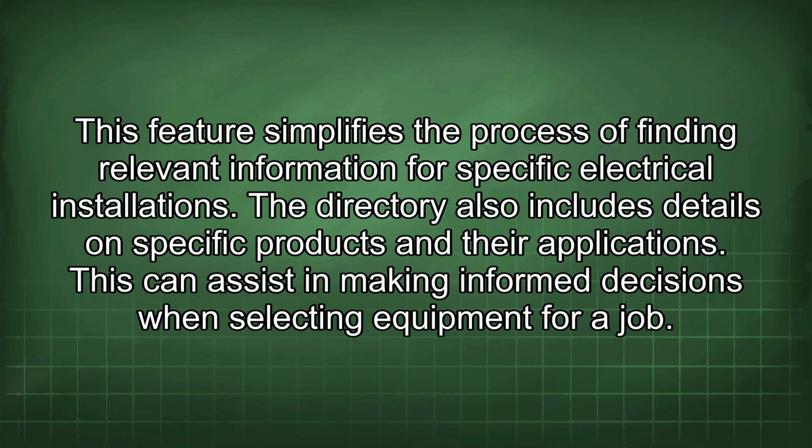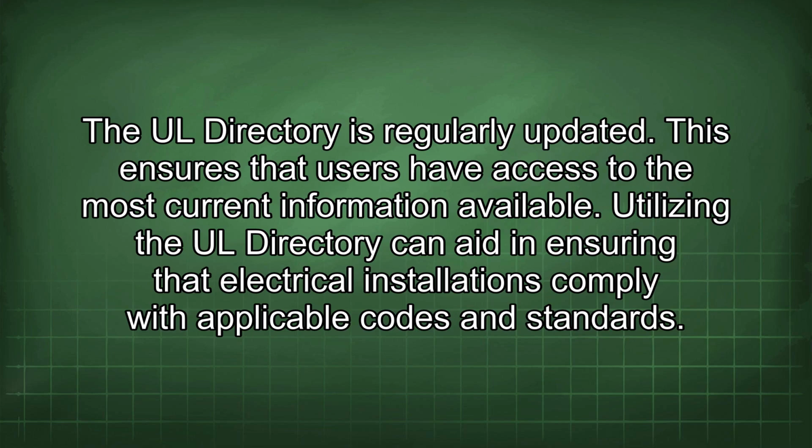The directory also includes details on specific products and their applications. This can assist in making informed decisions when selecting equipment for a job. The UL directory is regularly updated. This ensures that users have access to the most current information available. Utilizing the UL directory can aid in ensuring that the electrical installations comply with applicable codes and standards.